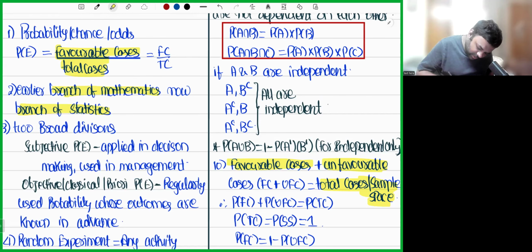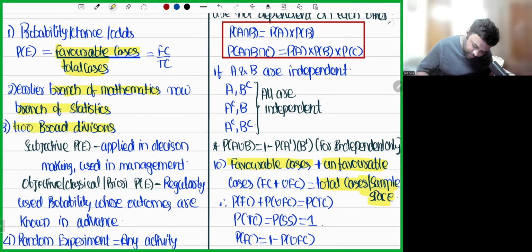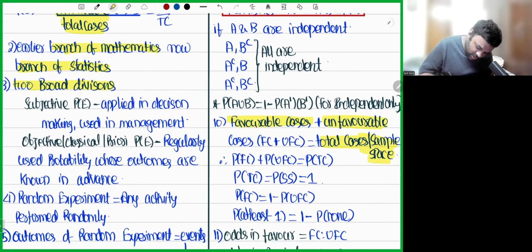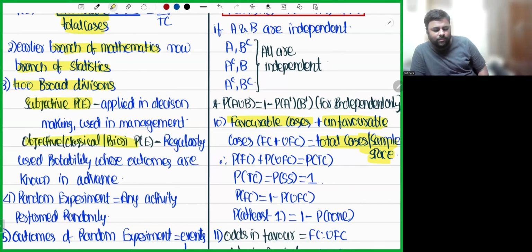Now, probability, my dear friend, there are 2 broad divisions of probability. One is subjective probability, one is objective probability, classical probability, or a priori probability. Subjective probability, my dear friends, is applied in decision making. Okay, basically it is used in management. Like I am telling, India and Sri Lanka match is going on. I am asking Indians who will win. They are saying India will win. I am asking Sri Lankan people who will win. They are saying Sri Lanka will win. What's happening here? The probability is changing from person to person.